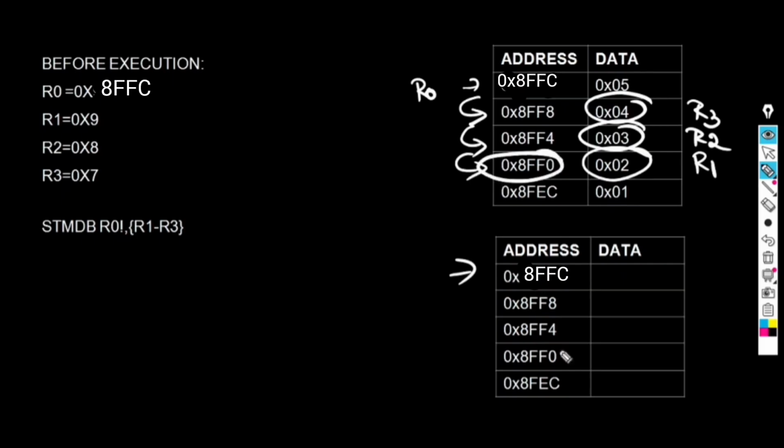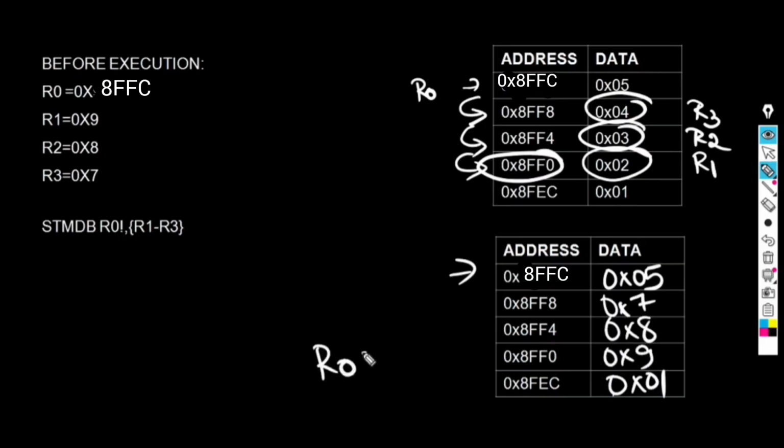That is, if I write the final answer here, this will have the same value, and this will also have same value. Affected locations will be this. R3 is 7, this is 8, this is 9. Okay, and what happens to R0? R0 will get the address 0x8FF0.